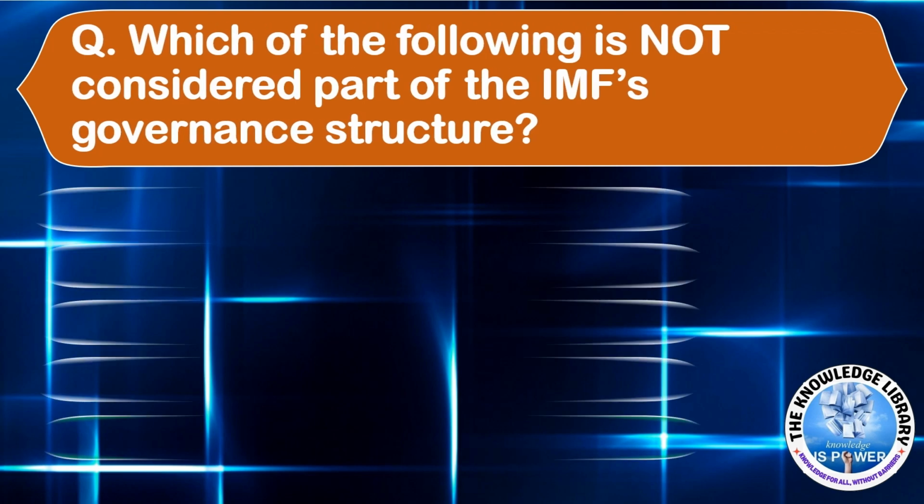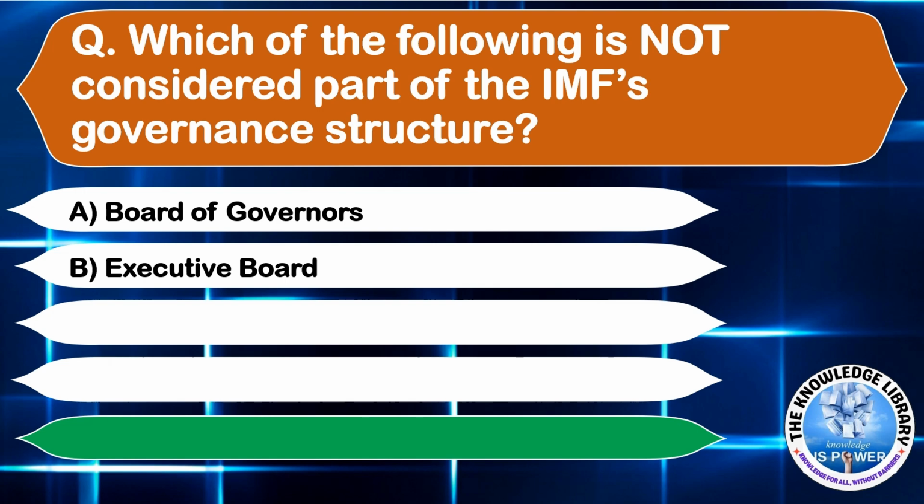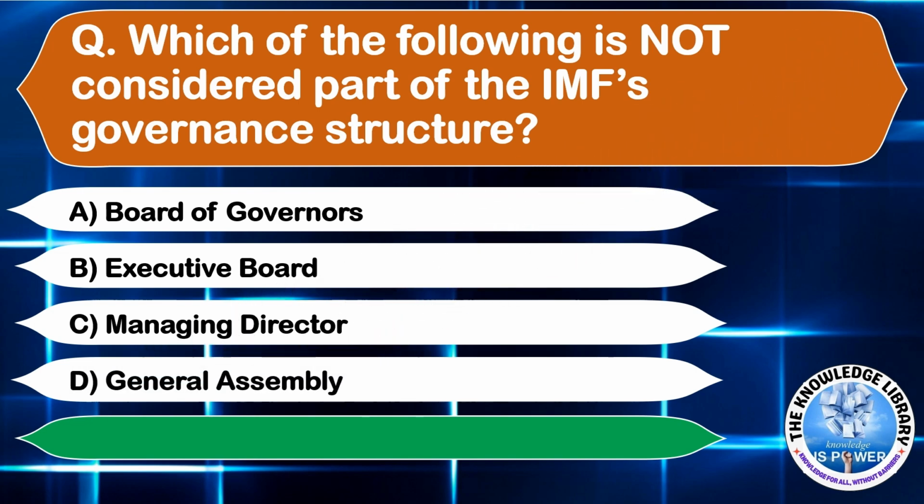The next question is, which of the following is not considered to be part of the IMF's governance structure? Option A, Board of Governors. Option B, Executive Board. Option C, Managing Director. Option D, General Assembly. Answer is option D, General Assembly.